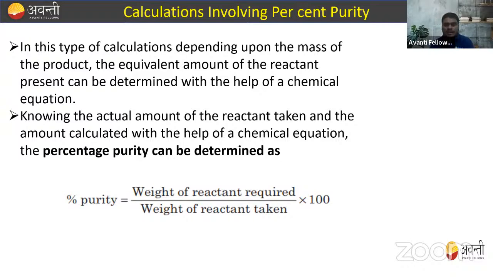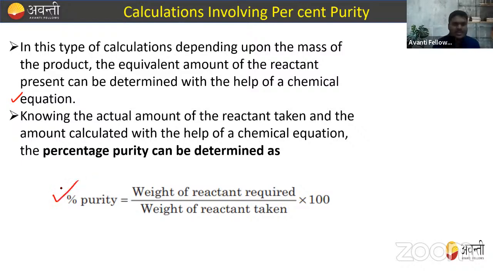Now, next the calculation involving percentage purity. So in this we are going to calculate the percentage purity. In this type of calculation, depending upon the mass of the product, the equivalent amount of the reactant present can be determined with the help of the chemical equation. So it depends upon how much product will form. So knowing the actual amount of the reactant taken and the amount calculated with the help of a chemical equation, the percentage purity can be determined.